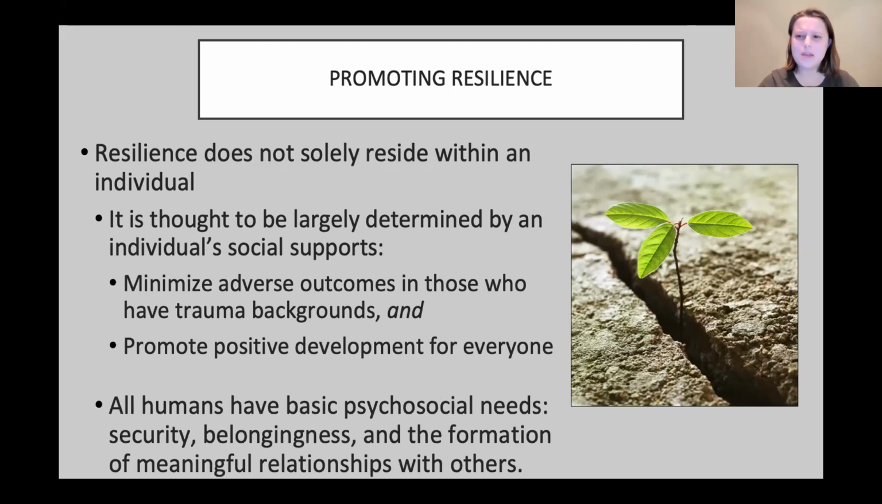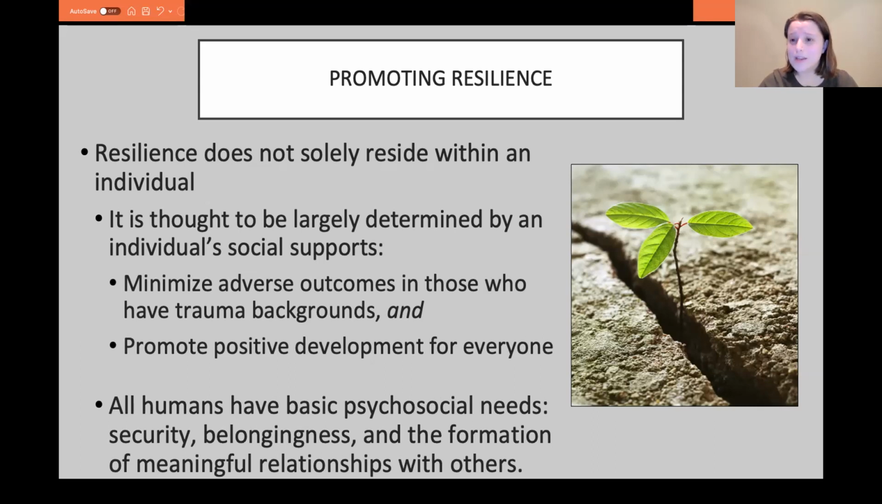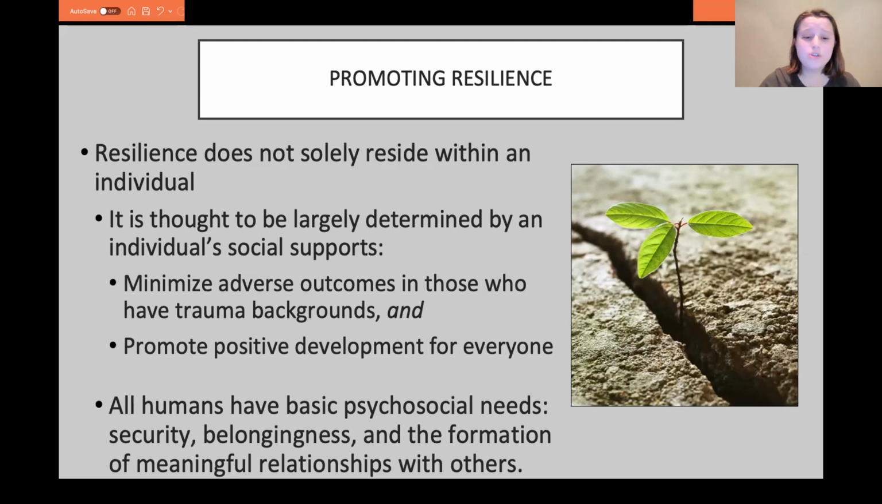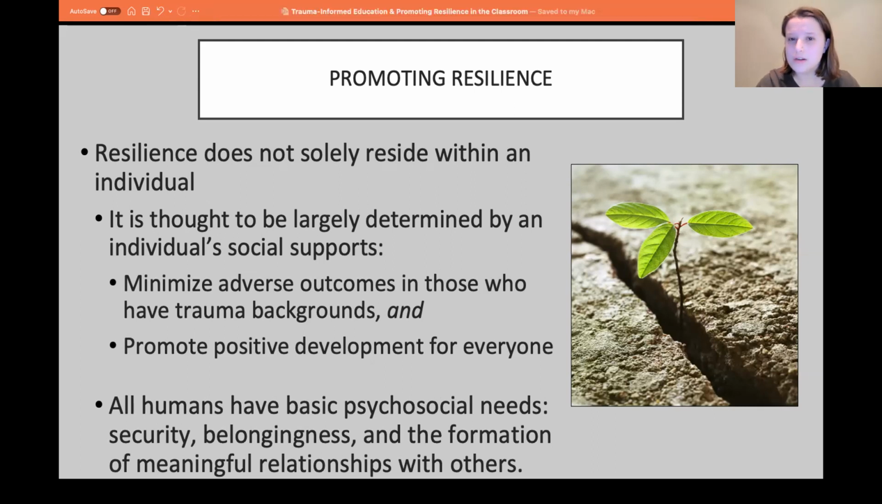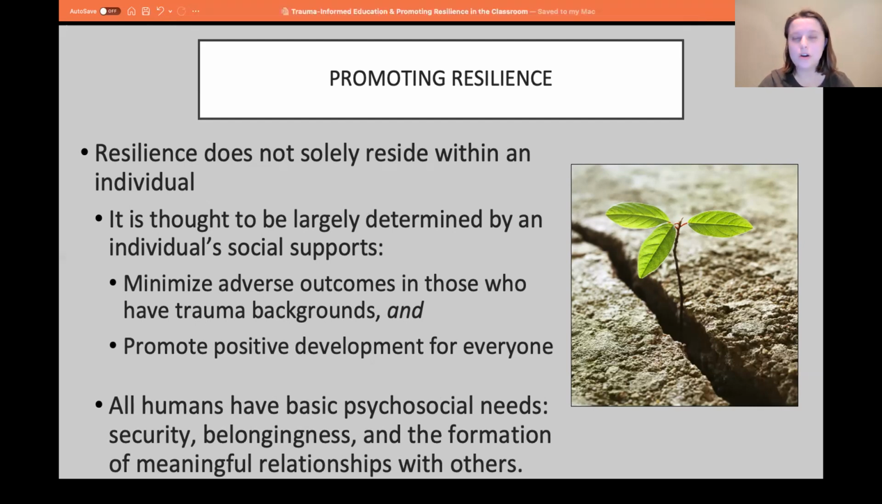And that is simply because in psychology, we know that all humans have these basic psychosocial needs. So, security, being able to feel safe in your environment, belongingness, so being able to feel as though you belong, and the formation of meaningful relationships with others. And that's really at the heart of trauma informed care. That's at the heart of promoting resilience. That's at the heart of everything that we need to do to mitigate these effects of ACEs.